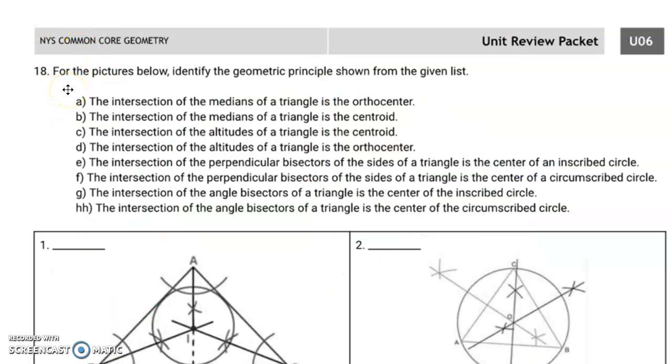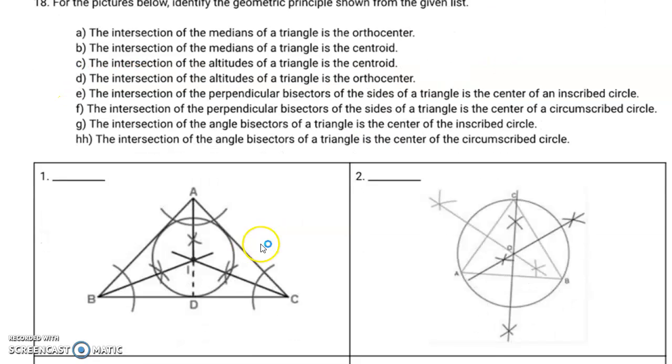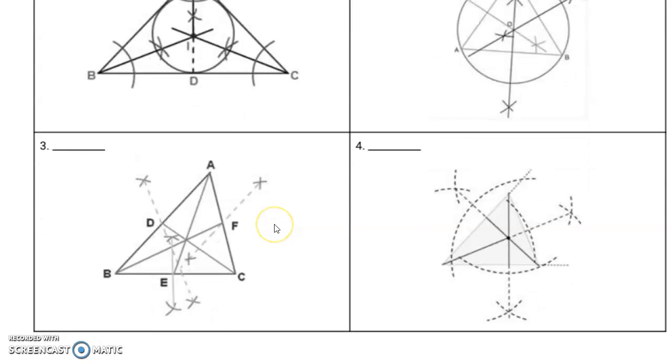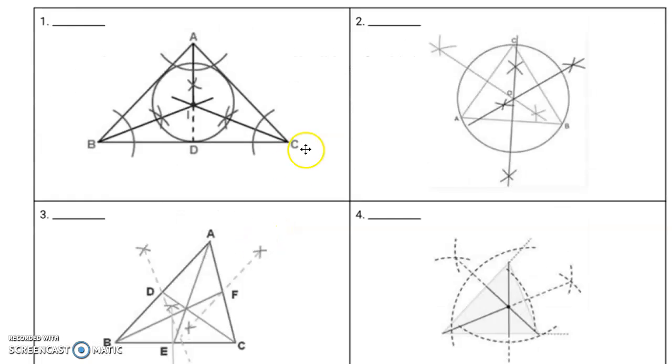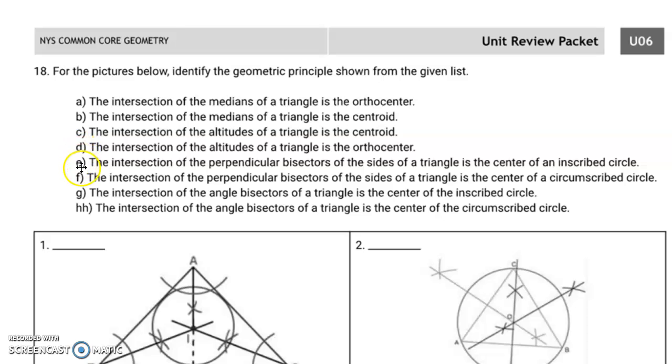All right, for question number 18, it asks us to identify the geometric principle shown from the given list. Each of these diagrams show different geometric principles. Keep in mind that there are 4 diagrams, and there are 1, 2, 3, 4, 5, 6, 7, 8 different principles, so some of them are not going to be used. Pause the video, try this out, and then come back to see if you got them right.